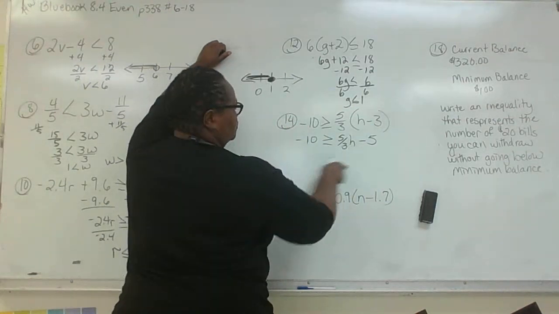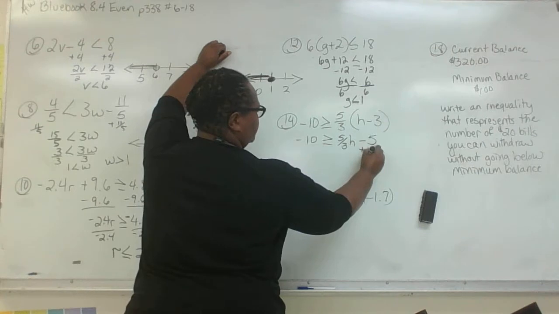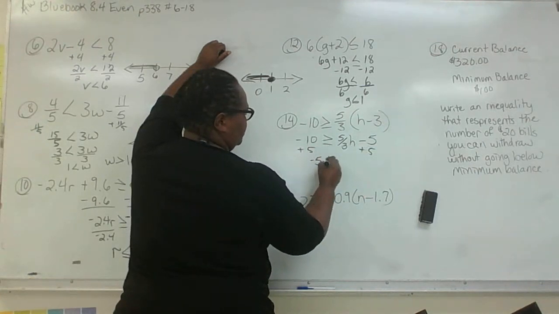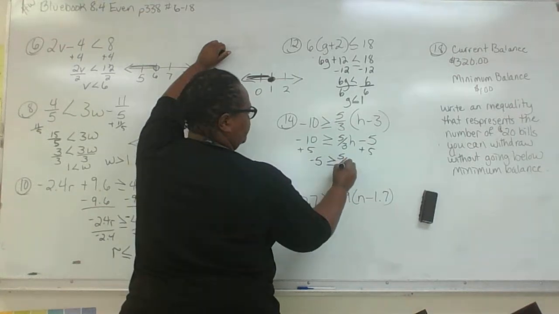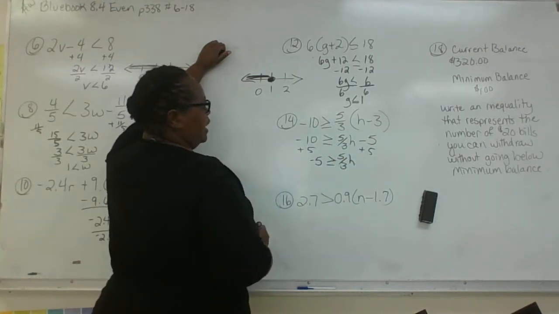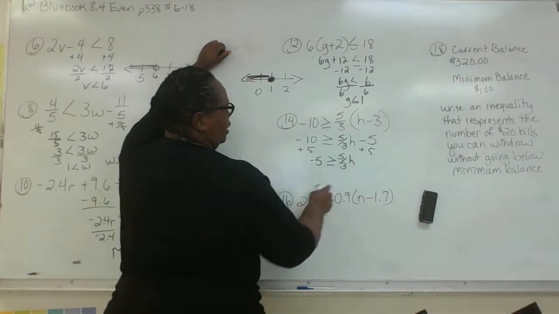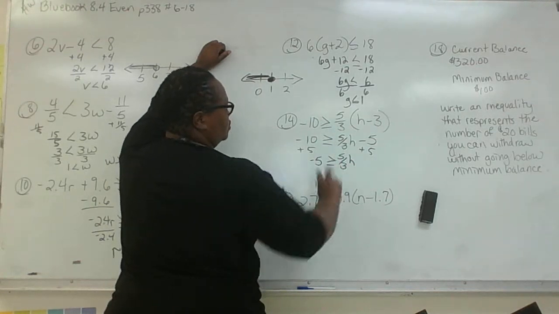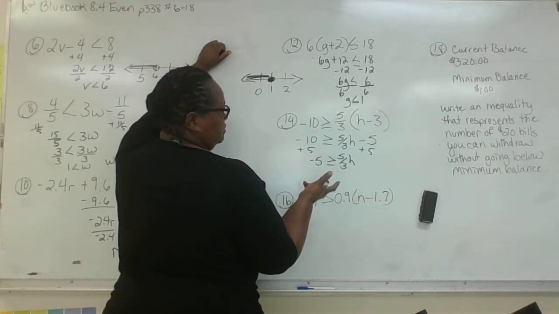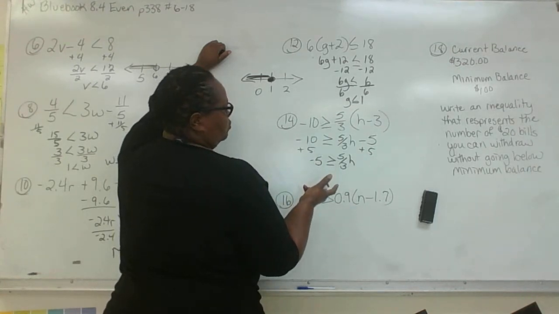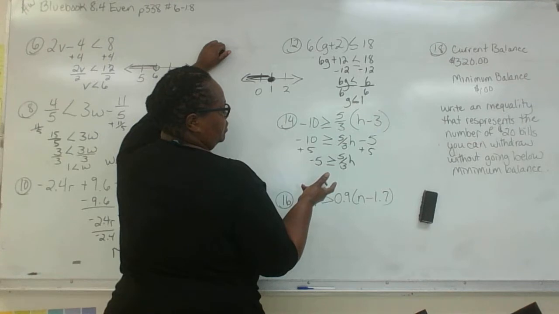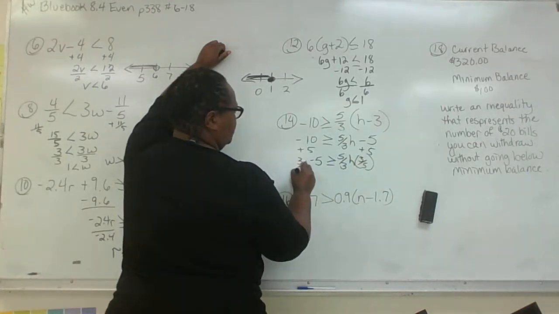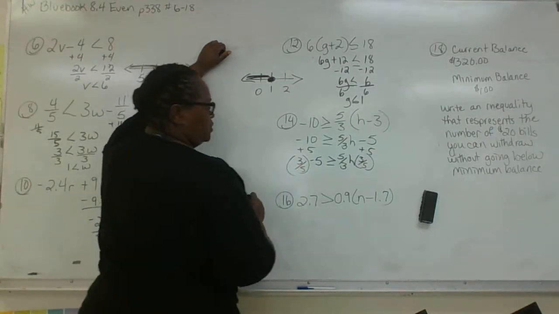We're going to move the 5 to the other side, plus 5, plus 5. That's going to give us negative 5 is greater than or equal to 5/3 h. Okay, now, instead of multiplying by 5/3 here, we're going to use the reciprocal. Therefore, when we do that, we're going to flip it over here, flip it over here, and then we're going to multiply.